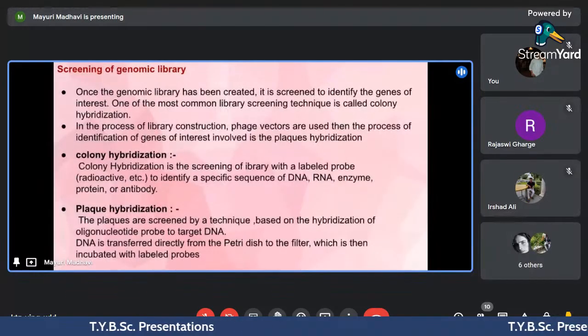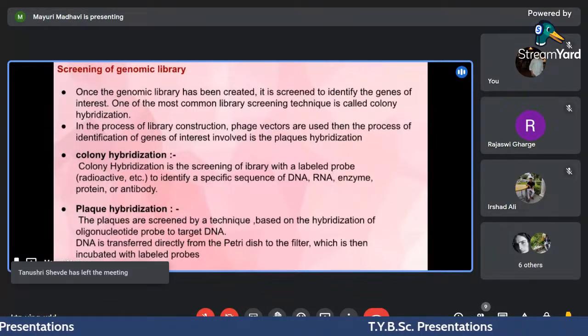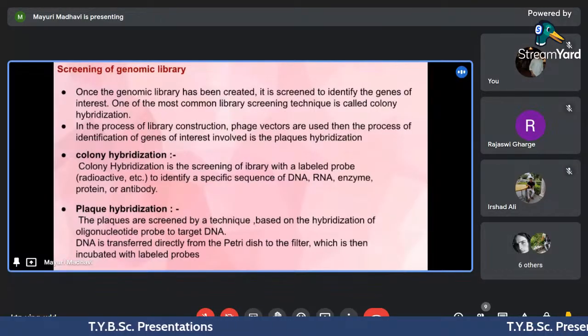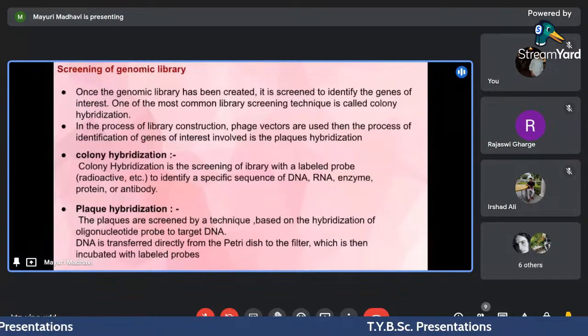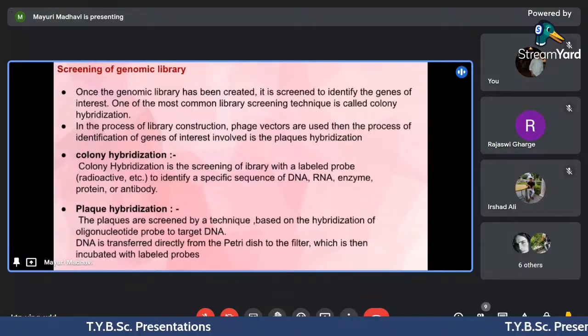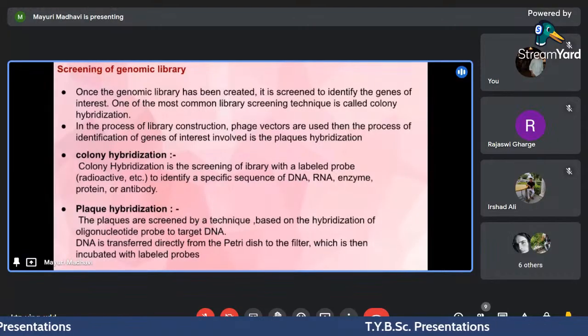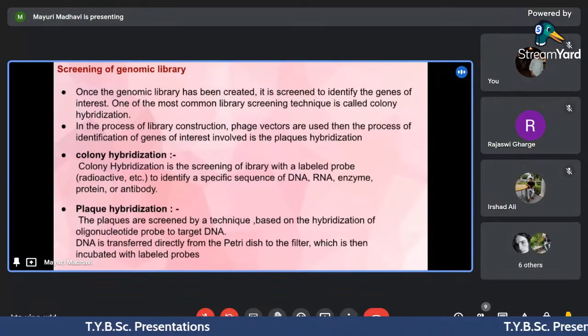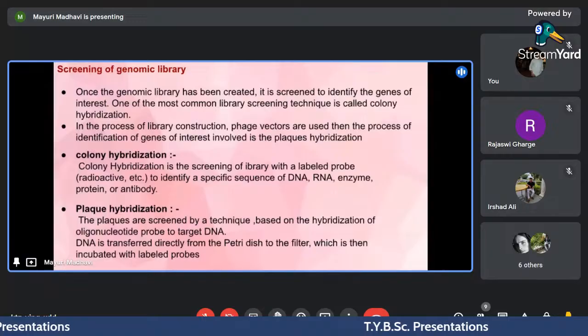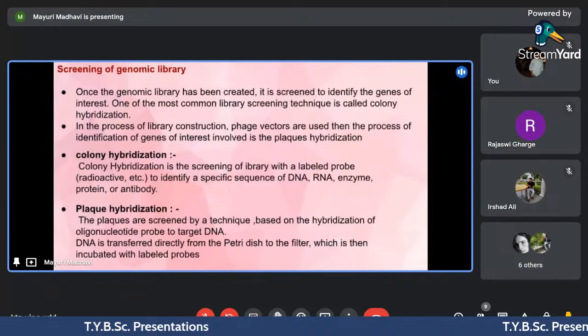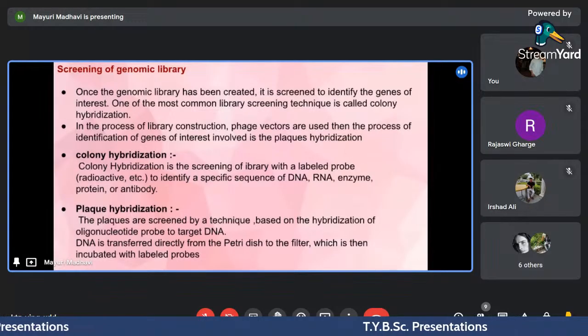After the construction of the genomic library, the screening of the genomic library is performed. It is screened to identify the gene of interest. One of the most common library screening techniques is called colony hybridization. In this process, for library construction, phage vectors are used. Then the process of identification of the gene of interest involves plaque hybridization. First, colony hybridization: colony hybridization is screening of a library with labeled probes or radioactive probes, etc., to identify a specific sequence of DNA, RNA, enzymes, protein, or antibodies.